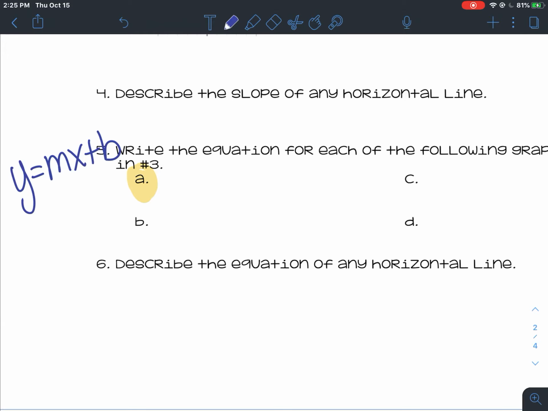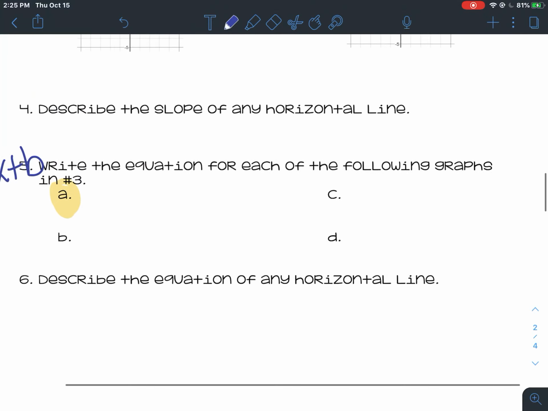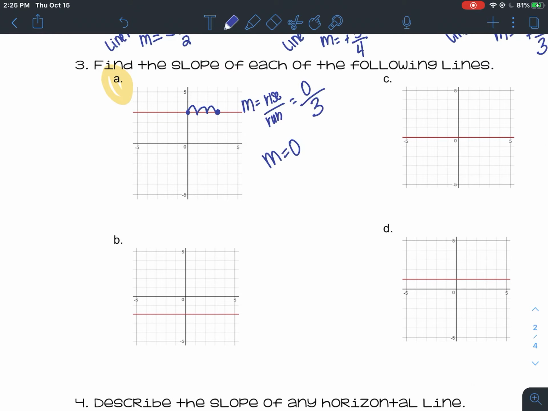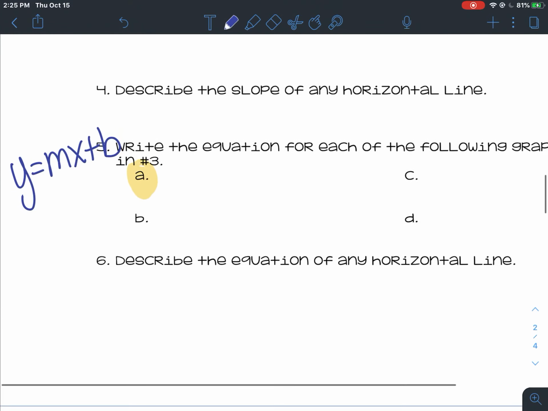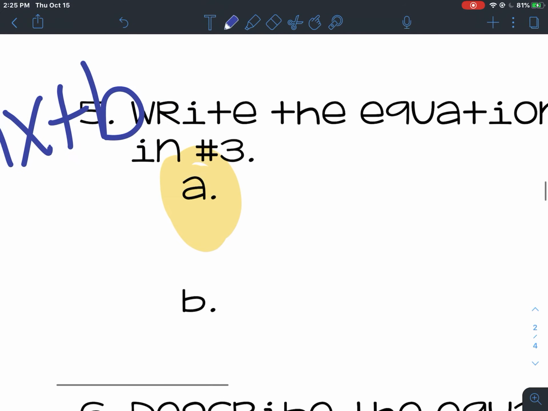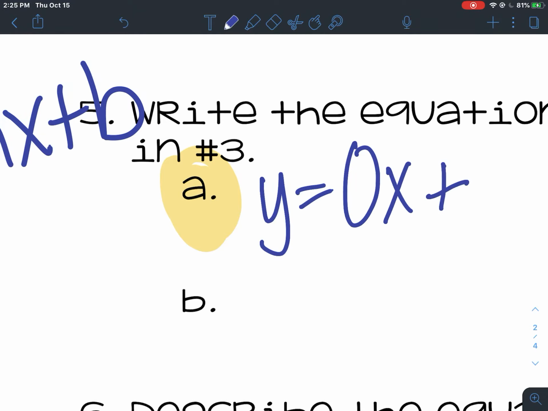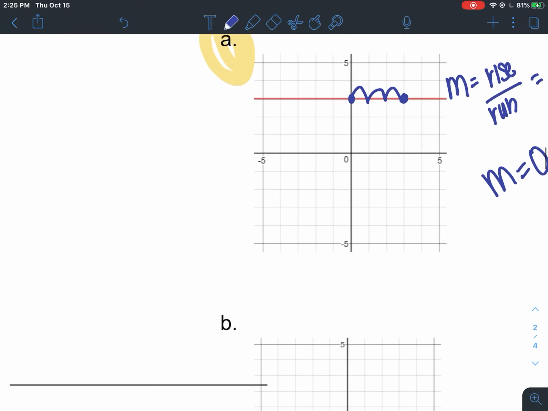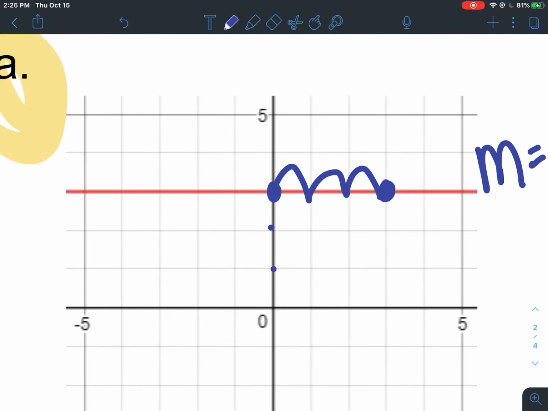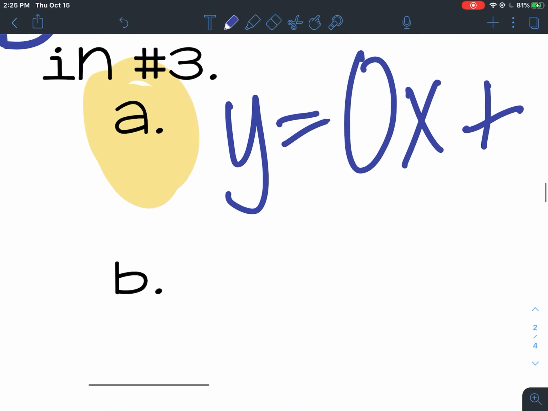Horizontal. Then for part 5, we're going to write the equation for each of the following graphs in number 3. So this is number 3, A, B, C, D. I want the equation to all those lines. If you didn't remember, y equals mx plus b. We just found m. y equals, m is 0, x plus b. B is my y-intercept. Where do I cross the y-axis? I cross it at 1, 2, 3.